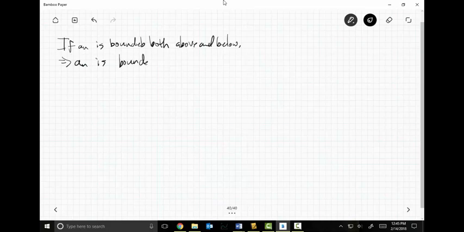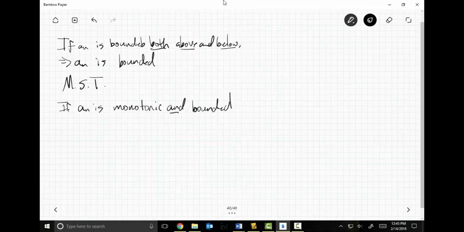So there's a difference between being bounded above and being bounded, or bounded below and being bounded. To be bounded, you have to be bounded both above and below. Wow, that's a lot of B's. That'll make you crazy. Now, that leads to the monotonic sequence theorem. It says if a sub n is monotonic and bounded, this implies a sub n must converge, which makes sense, right?